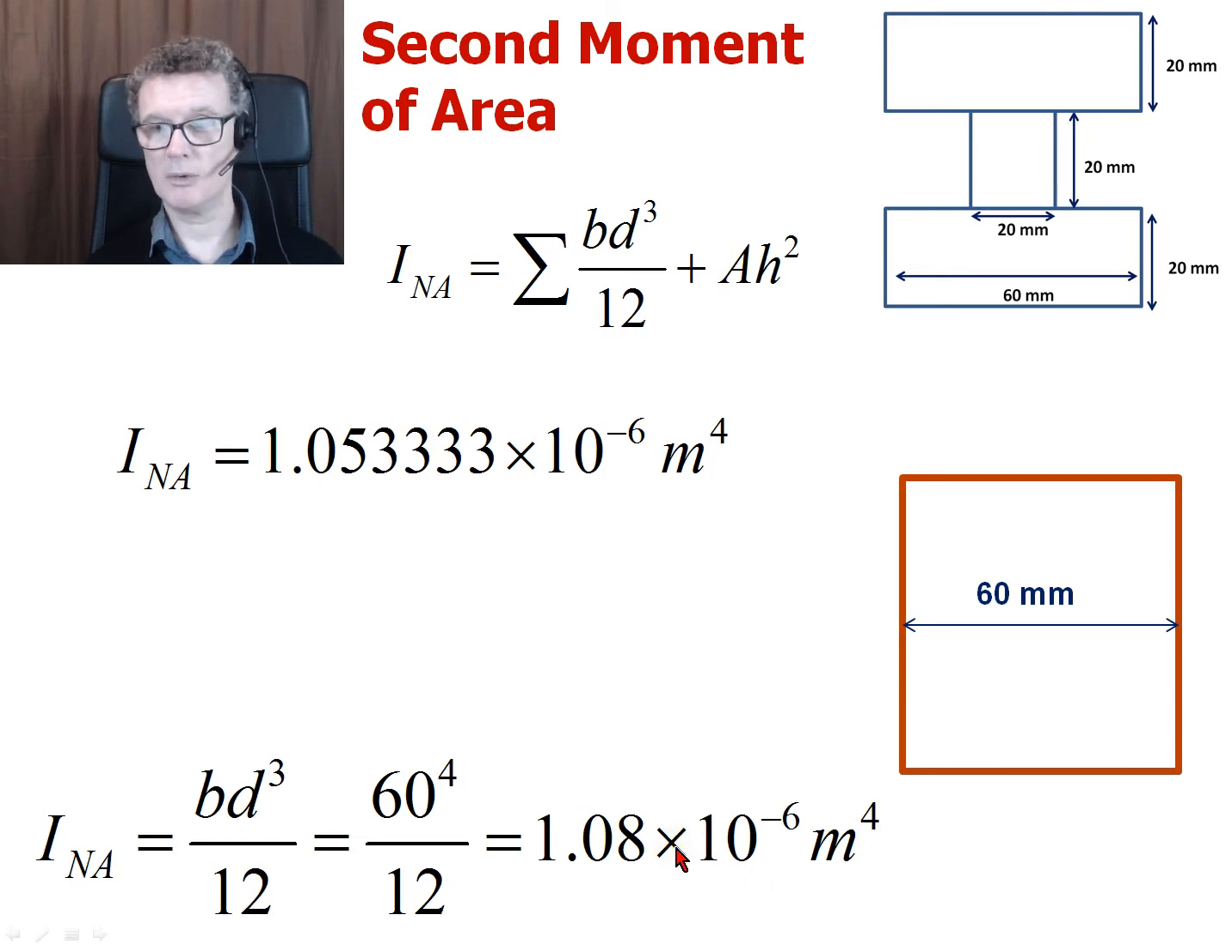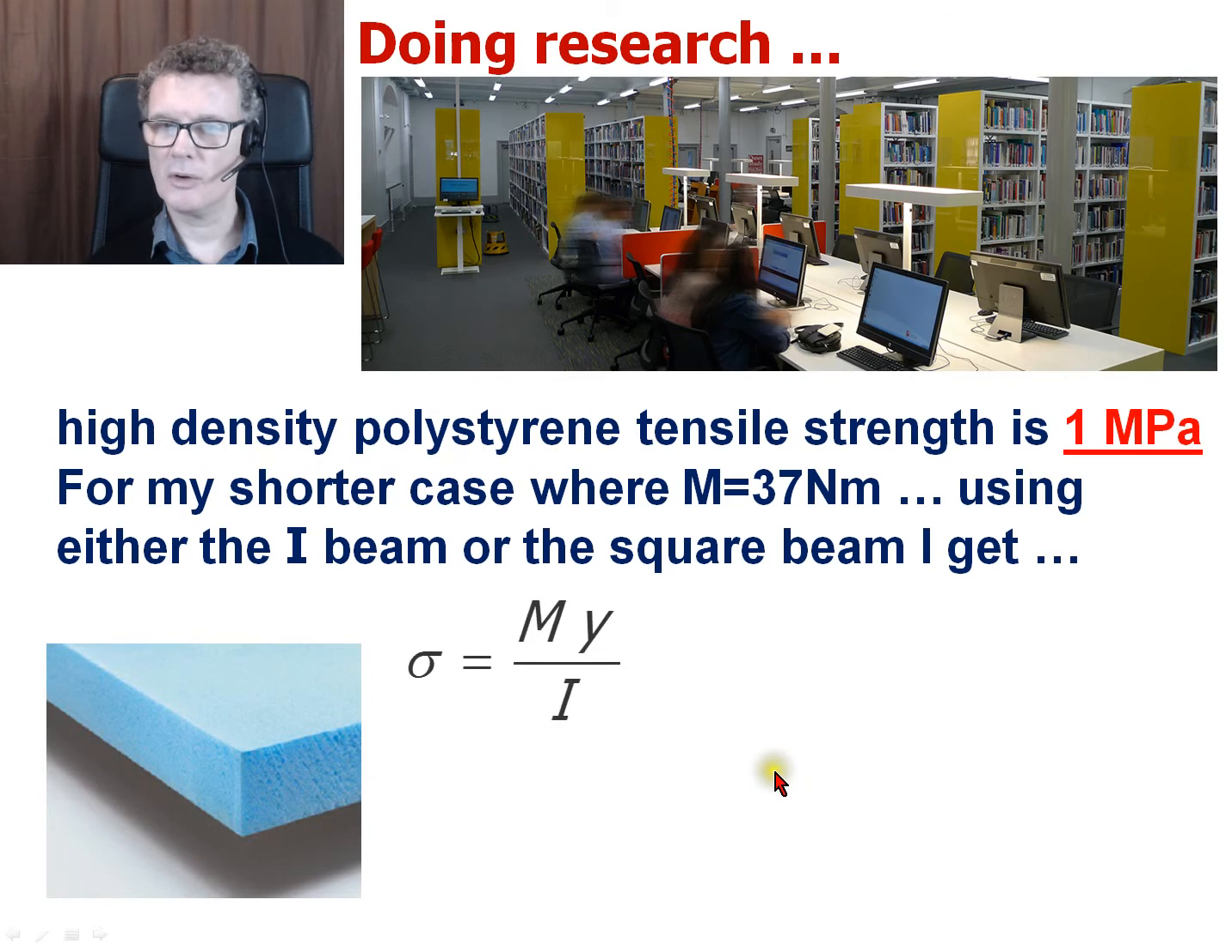And what's quite surprising is that this second moment of area is virtually the same. I mean, these numbers are virtually both 1 times 10 to the minus 6. Relatively small difference. So I'll basically treat them both as 1 times 10 to the minus 6 for any further calculations. So now I can do my bending stress calculation.